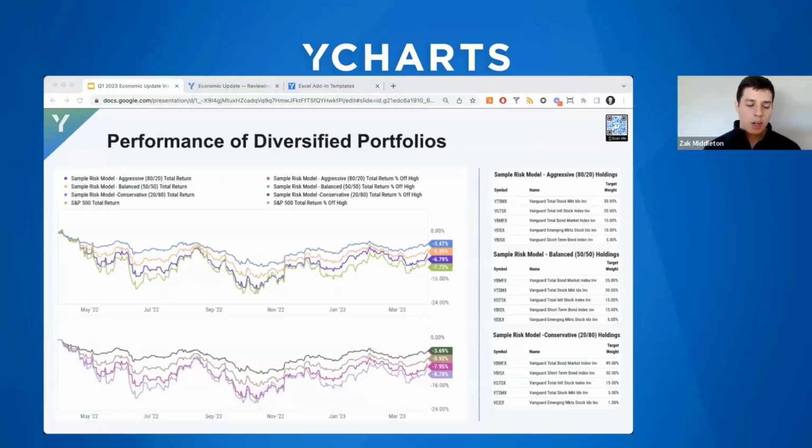Awesome. Yeah, thanks, Joe. I know that Excel template is very popular with a number of clients that I work with as well. So moving on here to the performance of a couple standardized diversified portfolios. So we're looking at both returns and drawdowns over the past 12 months of a couple different risk-first return strategies, including stock to bond allocations of 80-20, 50-50, 20-80, and then a 100% equity portfolio represented by the S&P.